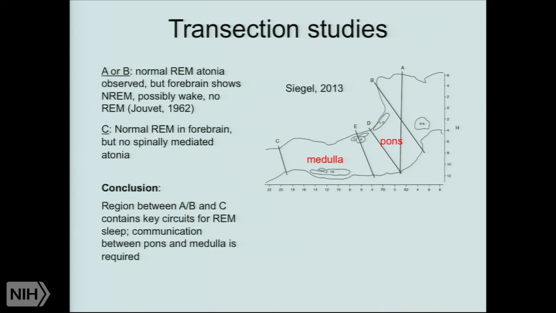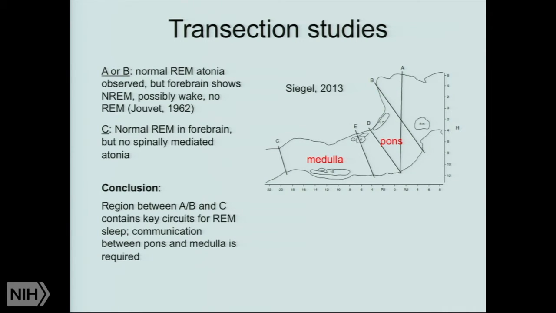then in the forebrain region, anterior to the cut, you see signs of non-REM and possibly wake, but there's no sign of REM sleep. But you would still see, once in a while, REM atonia, this loss of muscle tone. But if you make a cut at C, then you see normal REM in the forebrain, but there's no spinally mediated atonia. This is actually summarizing many, many lesion studies from many labs.